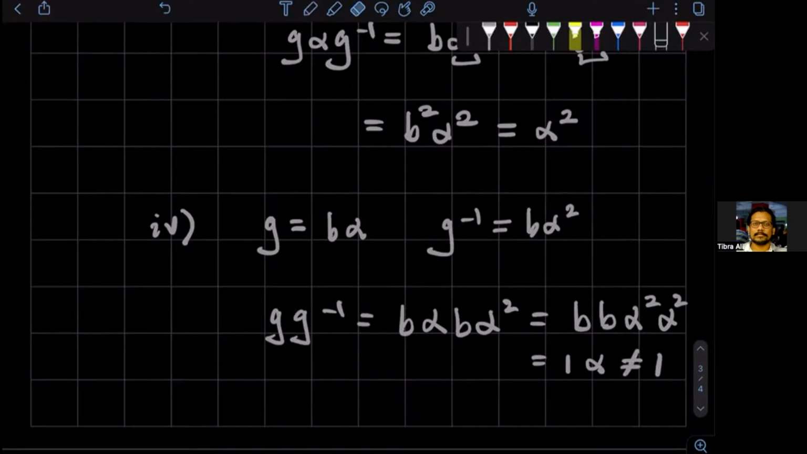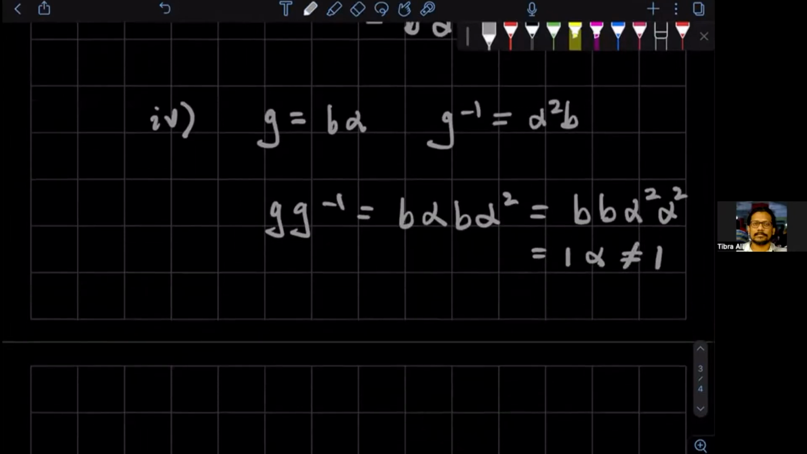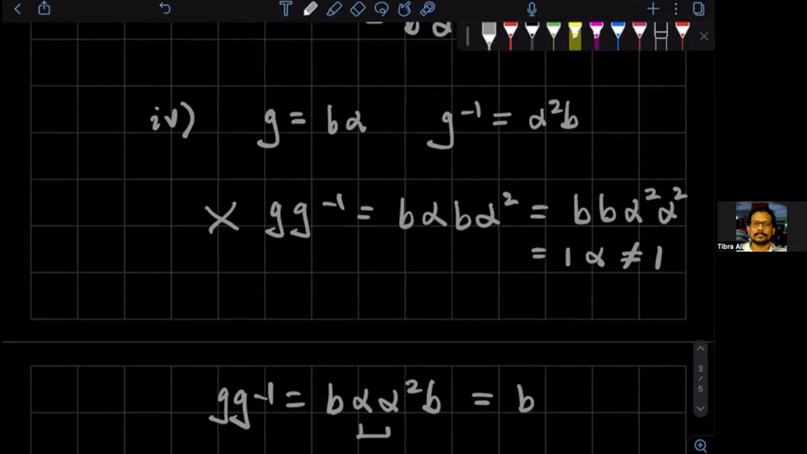Farhan, what did you say? I said alpha squared B. Alpha squared B. Okay. Farhan said alpha squared B. Let's try that. So G inverse is B alpha squared B. Now alpha squared is E, and then we have B squared, which is E, right? Seems like that's good.